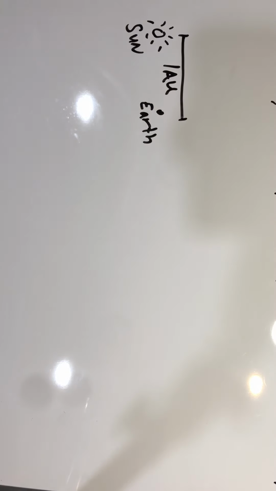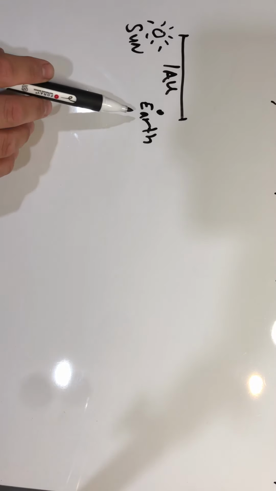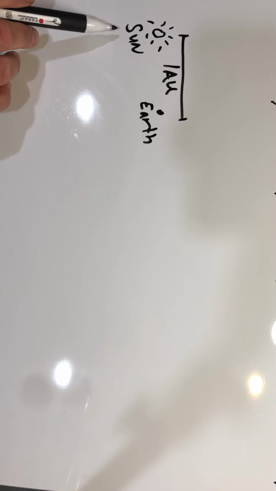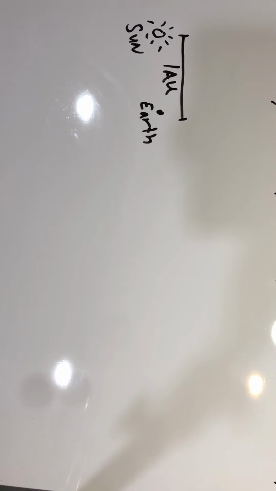You know, it's about 92 million miles. Now, that's a big number. What does that mean? Well, I'm going to tell you like this. If you were to drive from the earth to the sun at 65 miles an hour, it will take you approximately 163 years to get to the sun. Now think about that.